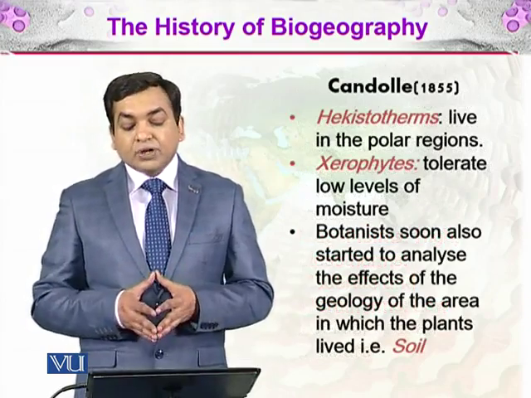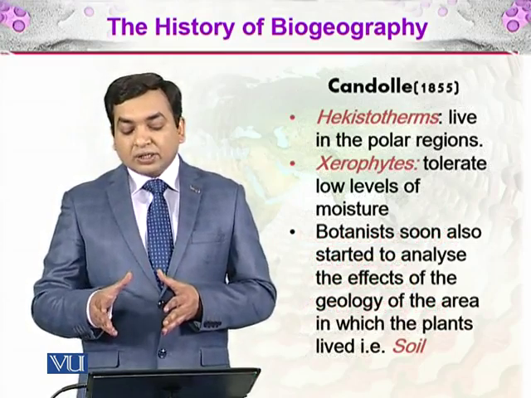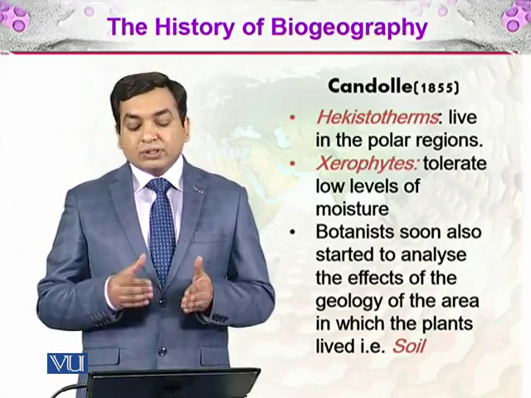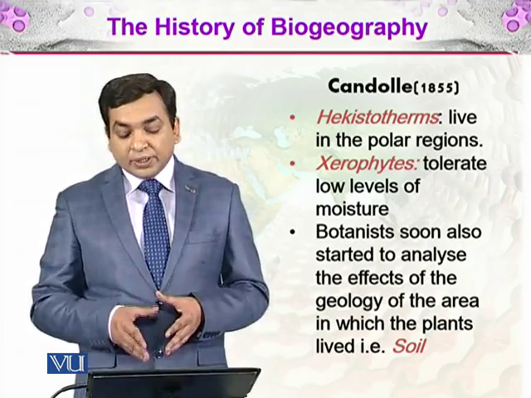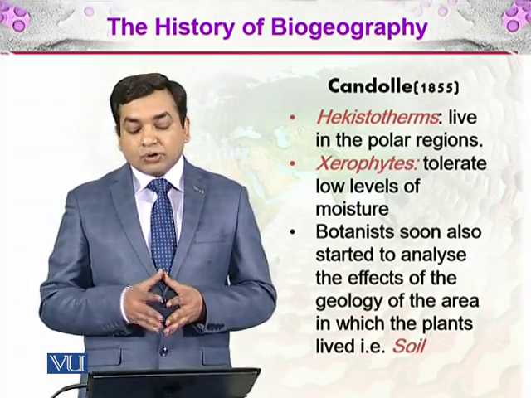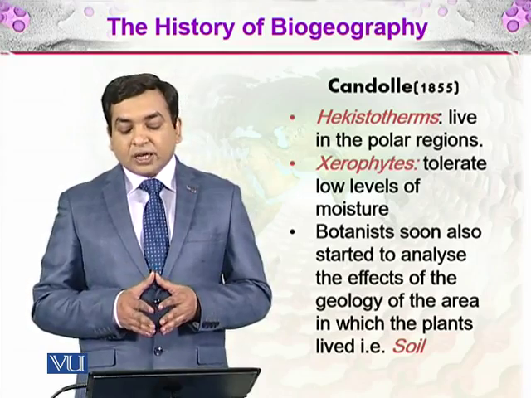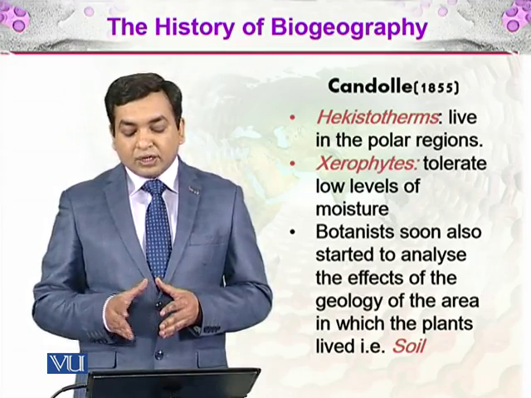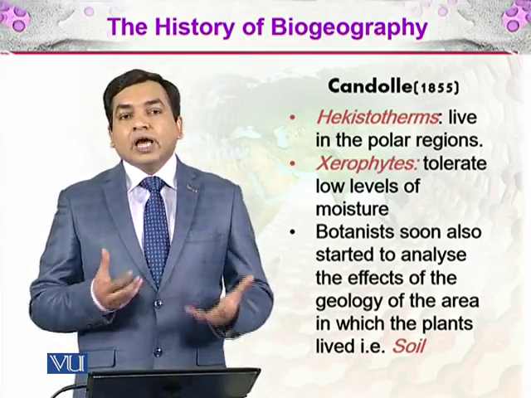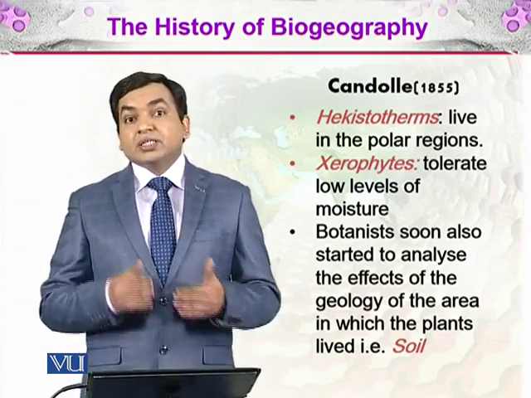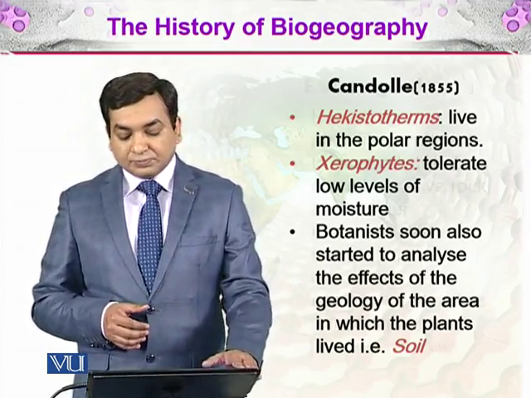And then there were two more categories, which are hekistotherms, living in the polar region. So these are the plants which are present in the extreme cold environment. And then there are the xerophytes that tolerate low levels of moisture. Botanists soon also started to analyze the effects of the geology of the area in which the plants lived. For example, the soil. The different types of soils are present in different areas, and they studied how that affects the distribution of plants as well.